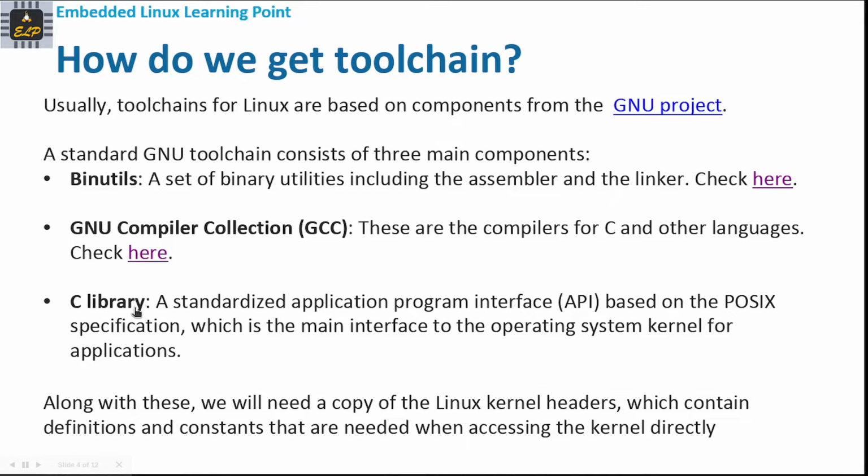The next thing is the C library, a standardized application program interface, or APIs, based on the POSIX specification, which is the main interface to the operating system kernel for the applications. This is something we need in order to build an application to work with the kernel. If we are writing a driver, for example, it should have function calls like open, close, read and write.